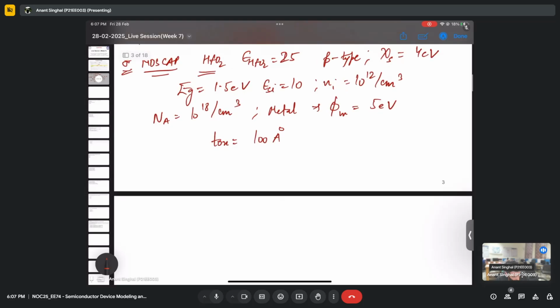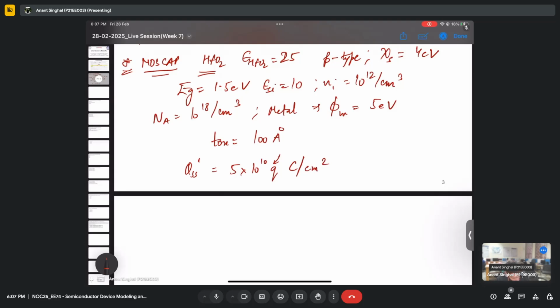There are some fixed charges also, which are denoted by Qss, as you remember in the VFB calculation. They are given as 5 times 10^10 q coulomb per centimeter square, not meter. This q is the electron charge, that is 1.6 times 10^-19.